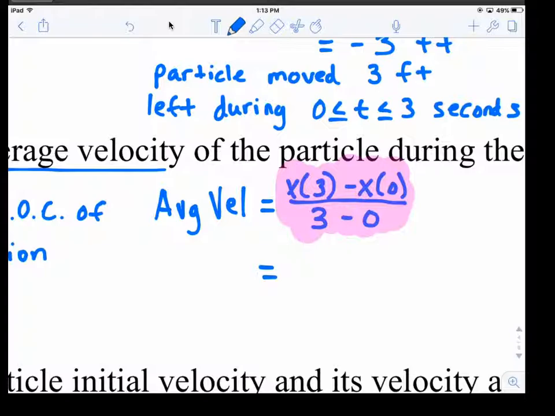All right, what did we figure out x of 3 minus x of 0 was? Over 3, so we come out to be -1. Now, what's your units for velocity? Okay, good.